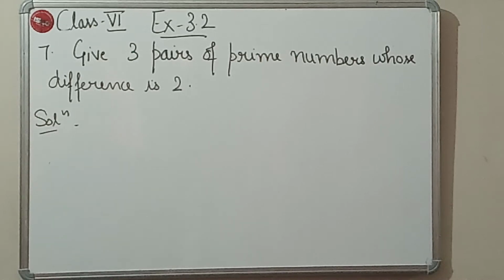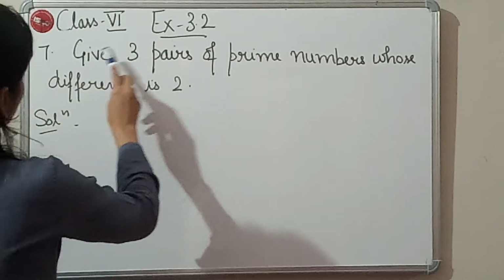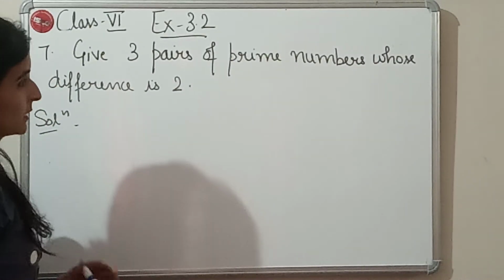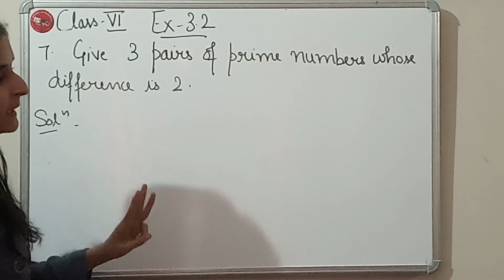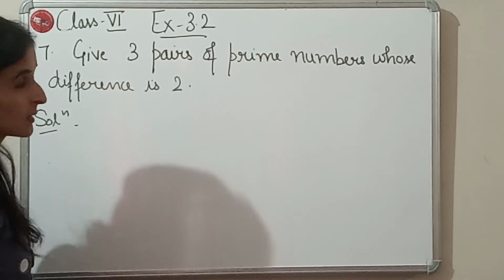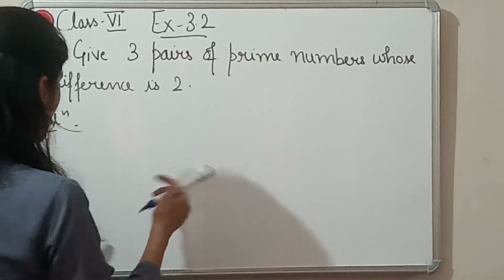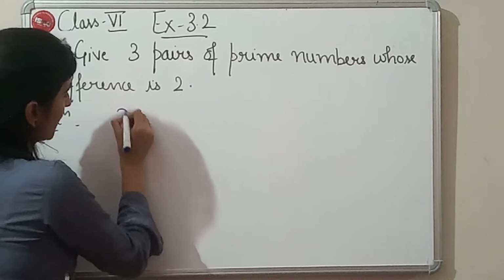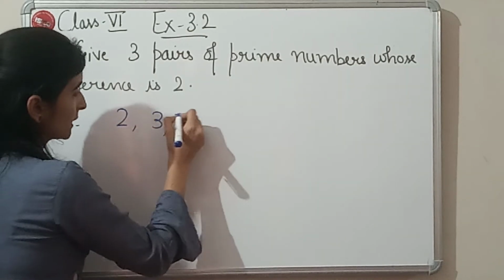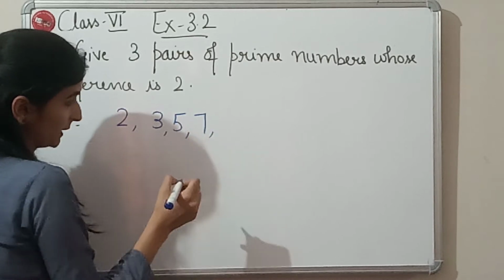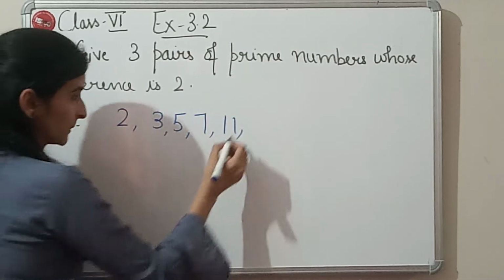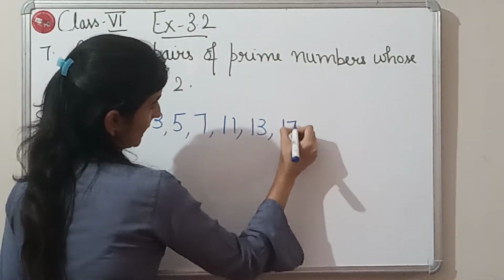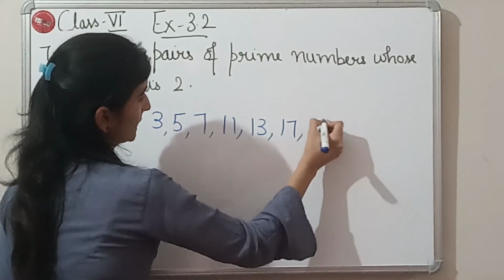Now the next question, question number 7, is, give 3 pairs of prime numbers whose difference is 2. Now we have to write down 3 pairs of prime numbers whose difference is 2. So let us start by writing the prime numbers from 1 to 20. Prime numbers from 1 to 20 are 2, 3, 5, 7, 11, 13, then 17 and then 19.